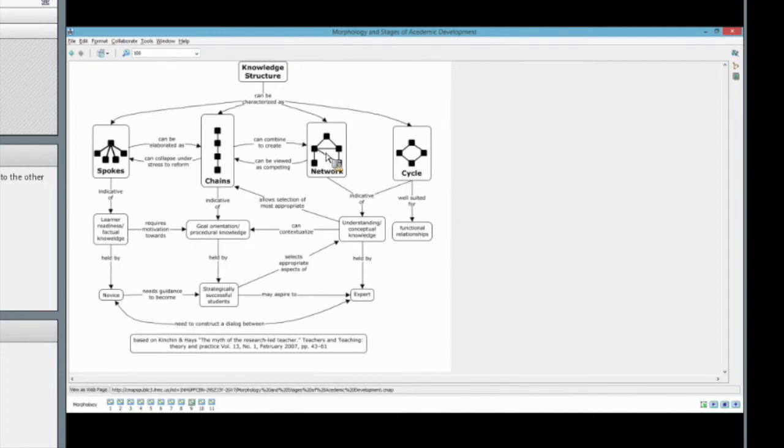Another well-known structure is called a cyclical structure, which is also a well-ordered structure, usually expressing some functional relationship, maybe between motion, position, time, and velocity, right? That would be an example of one. So those are quick assessments you can do just to get glimpses into how that student is viewing the material.